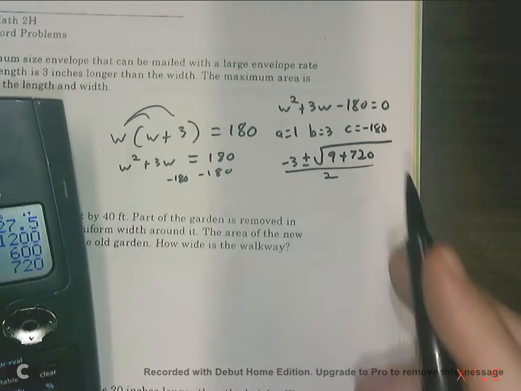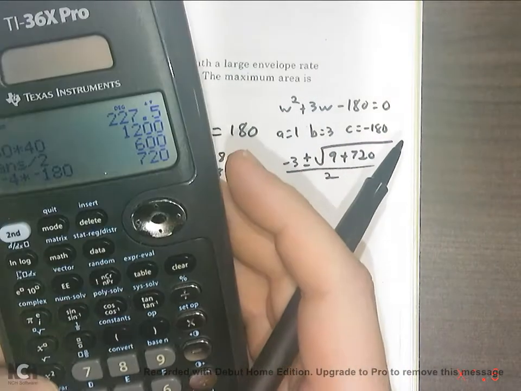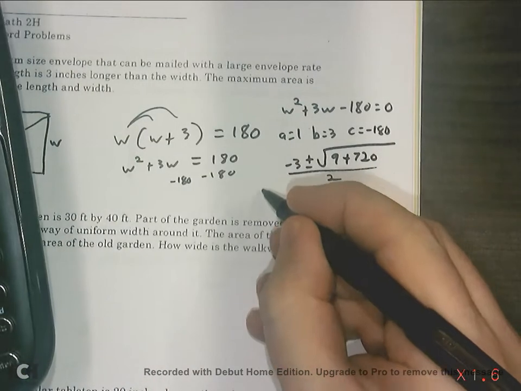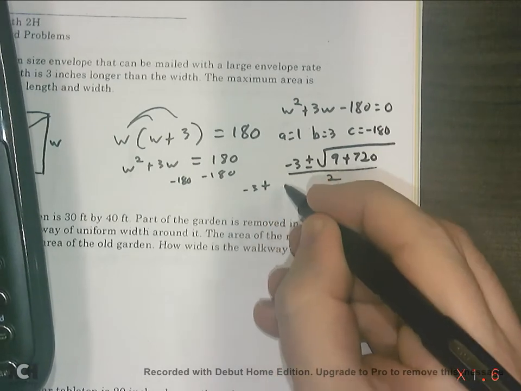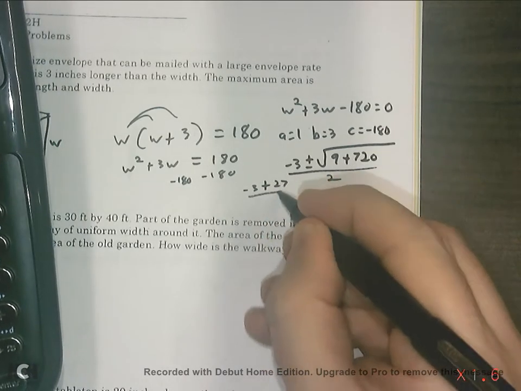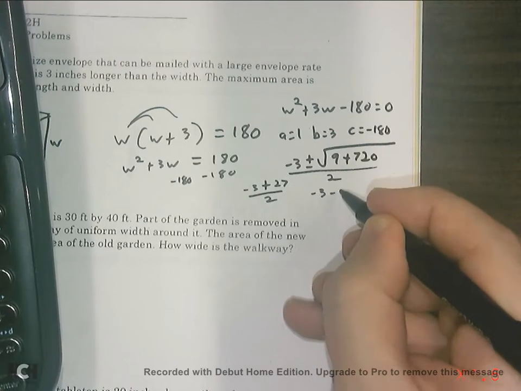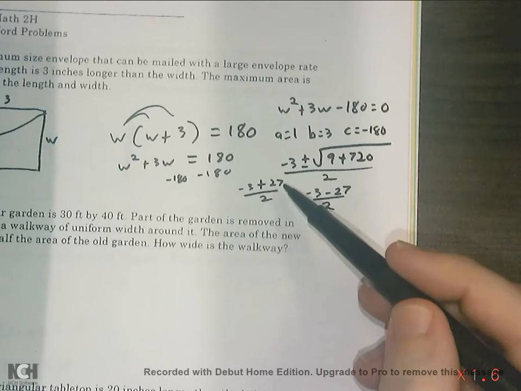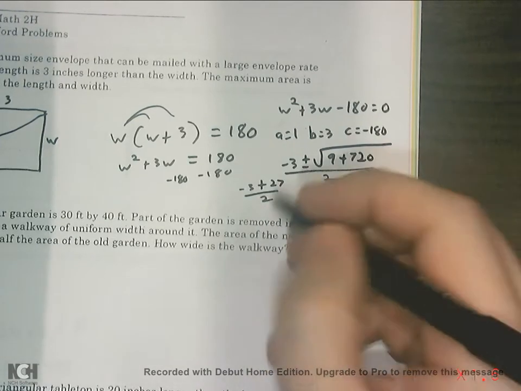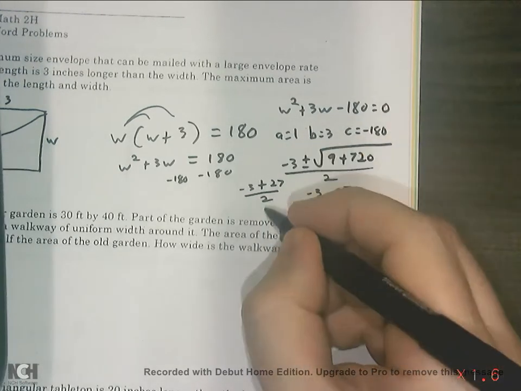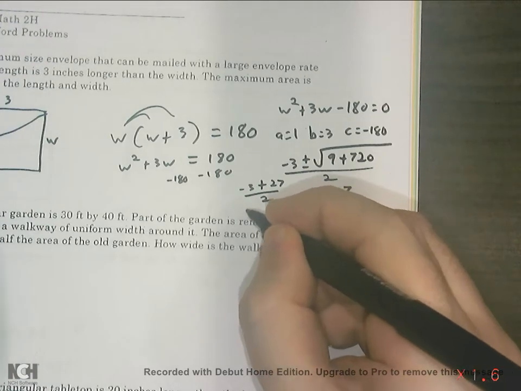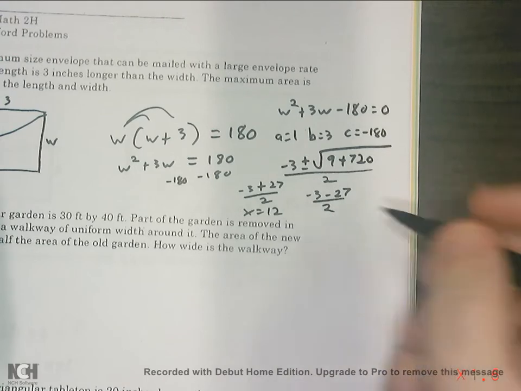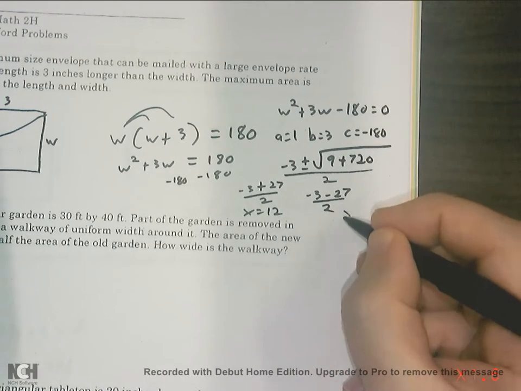So 9 plus 720 is 729, square root of 729 is 27. So I'm going to have negative 3 plus 27 all over 2, and I'm going to have negative 3 minus 27 all over 2. Now, negative 3 plus 27 is 24. Divide by 2, you are going to get 12. So W is going to equal 12. Negative 3 minus 27, all divided by 2, is going to be negative 15.